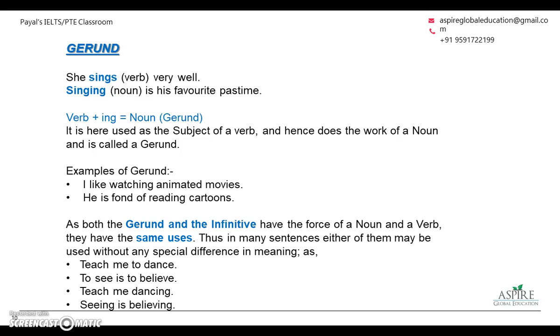So that's all about gerunds and the types of sentences. I hope it was useful.